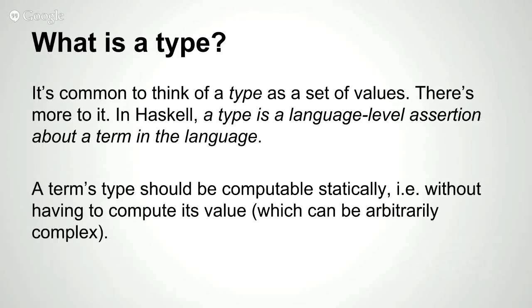Now, you may be used to thinking of a type as a set of values, but it's actually something that lives at the language level and at compile time. And it's an assertion about a term. It's an assertion about what type of value the term reduces to, if it reduces to a value, because some terms actually just diverge forever. And it should be statically computable.